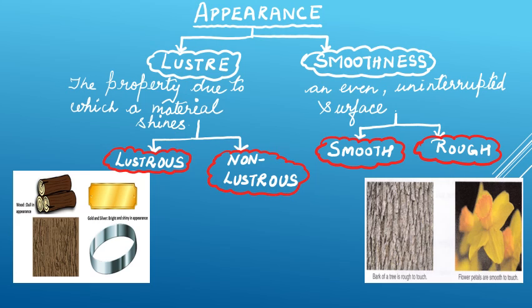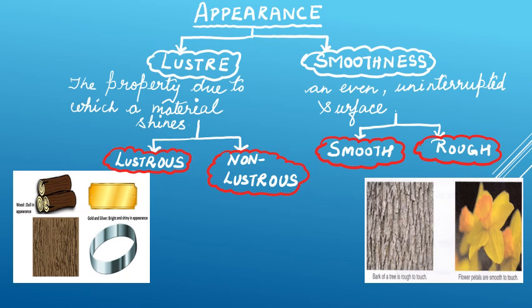Every material has some special features, and these features are called their properties. And on the basis of these properties, the materials are grouped into different categories. So the first property which we are going to study is appearance. On the basis of appearance, we can categorize materials into two categories, that is luster and smoothness. Now first take the property of luster.